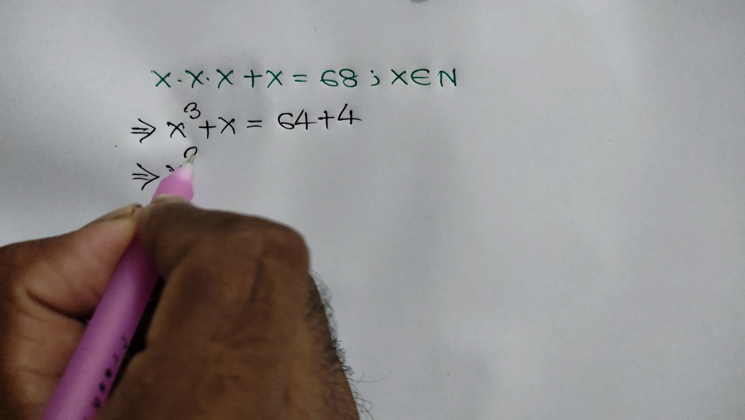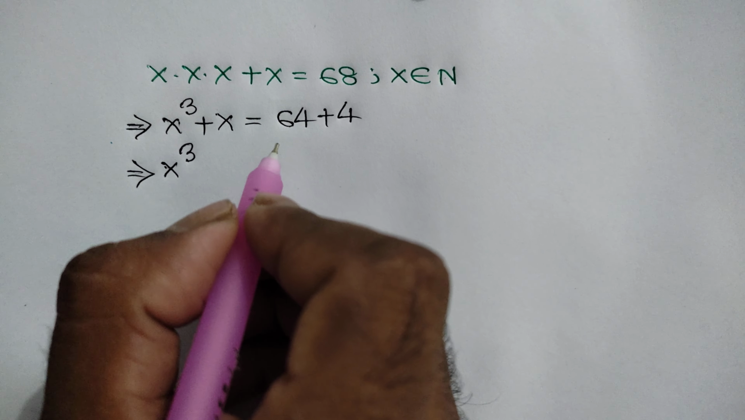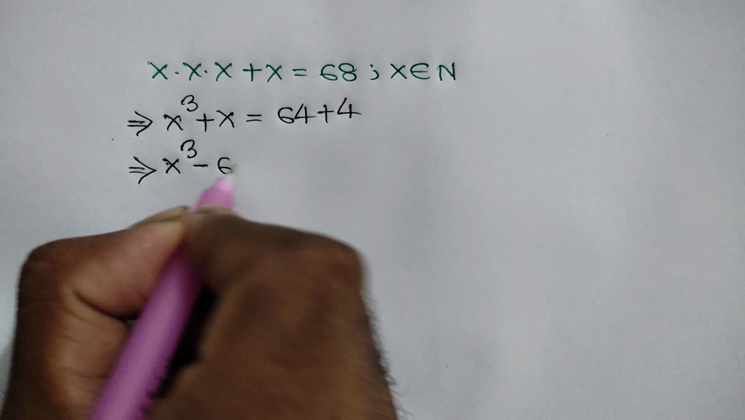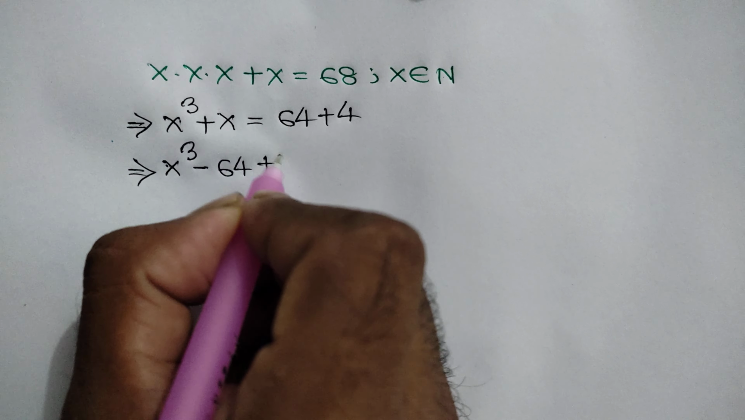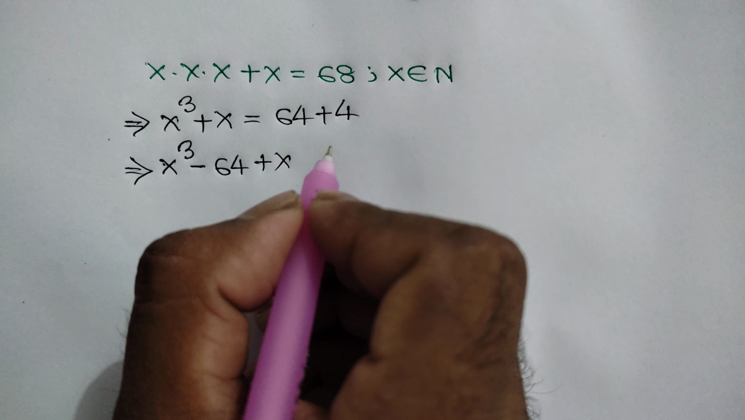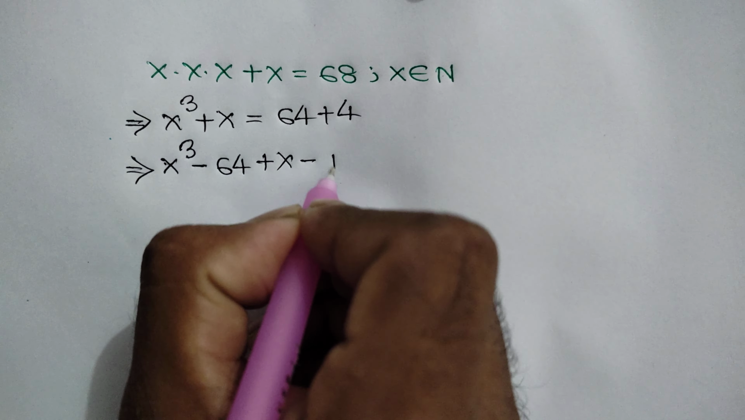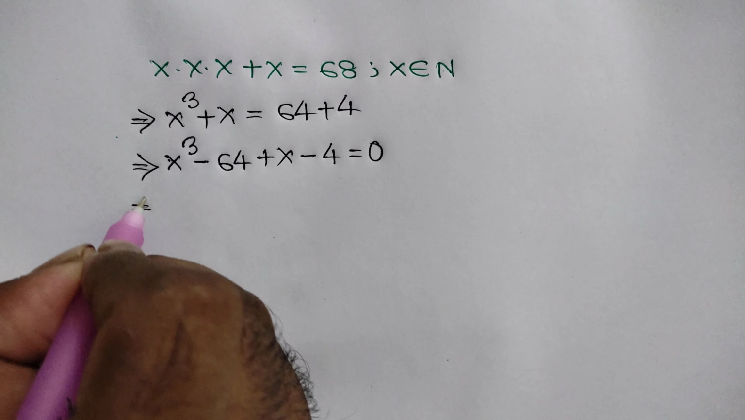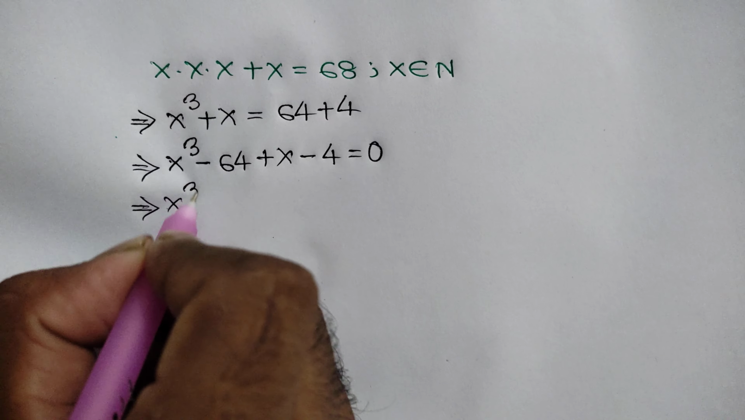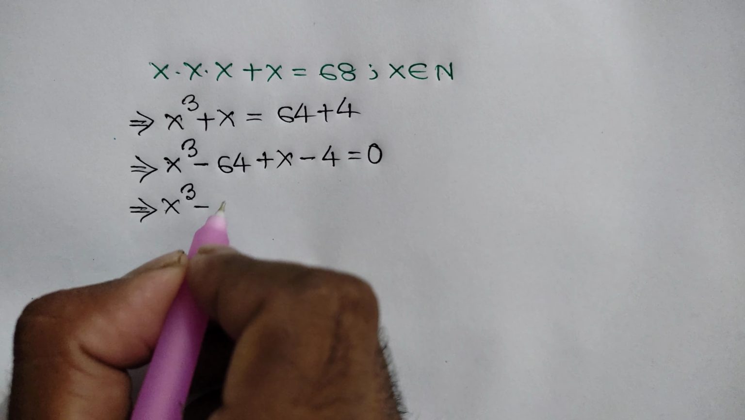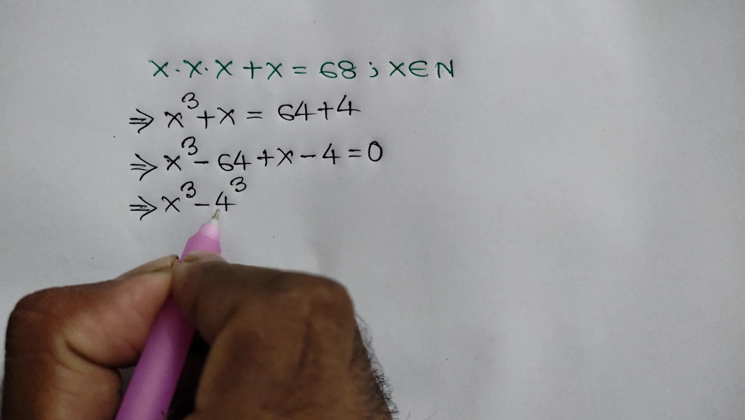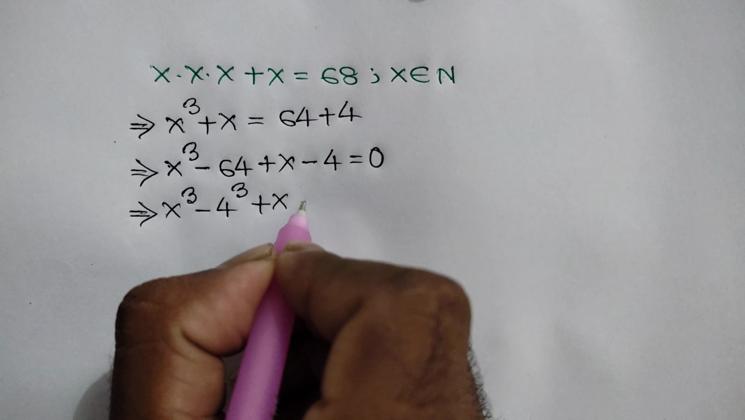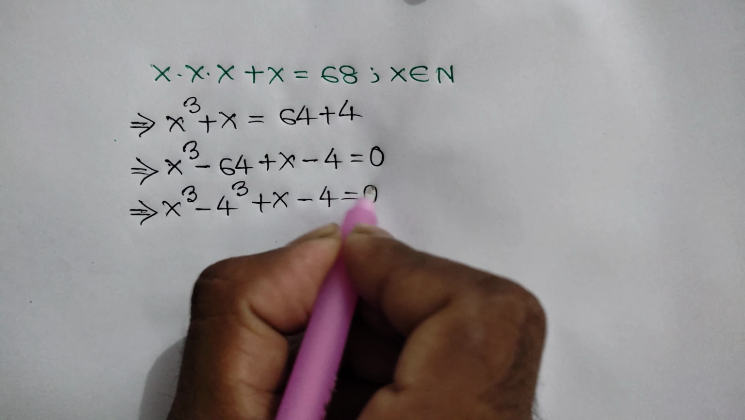Now we can write here x cube. Now taking this 64 to the left side, we can write negative 64 plus this x, and taking this 4 to the left side we will get negative 4 is equal to 0, or x cube minus 64 can be written as 4 cube, because 4 cube is the same as 64, plus x minus 4 is equal to 0.